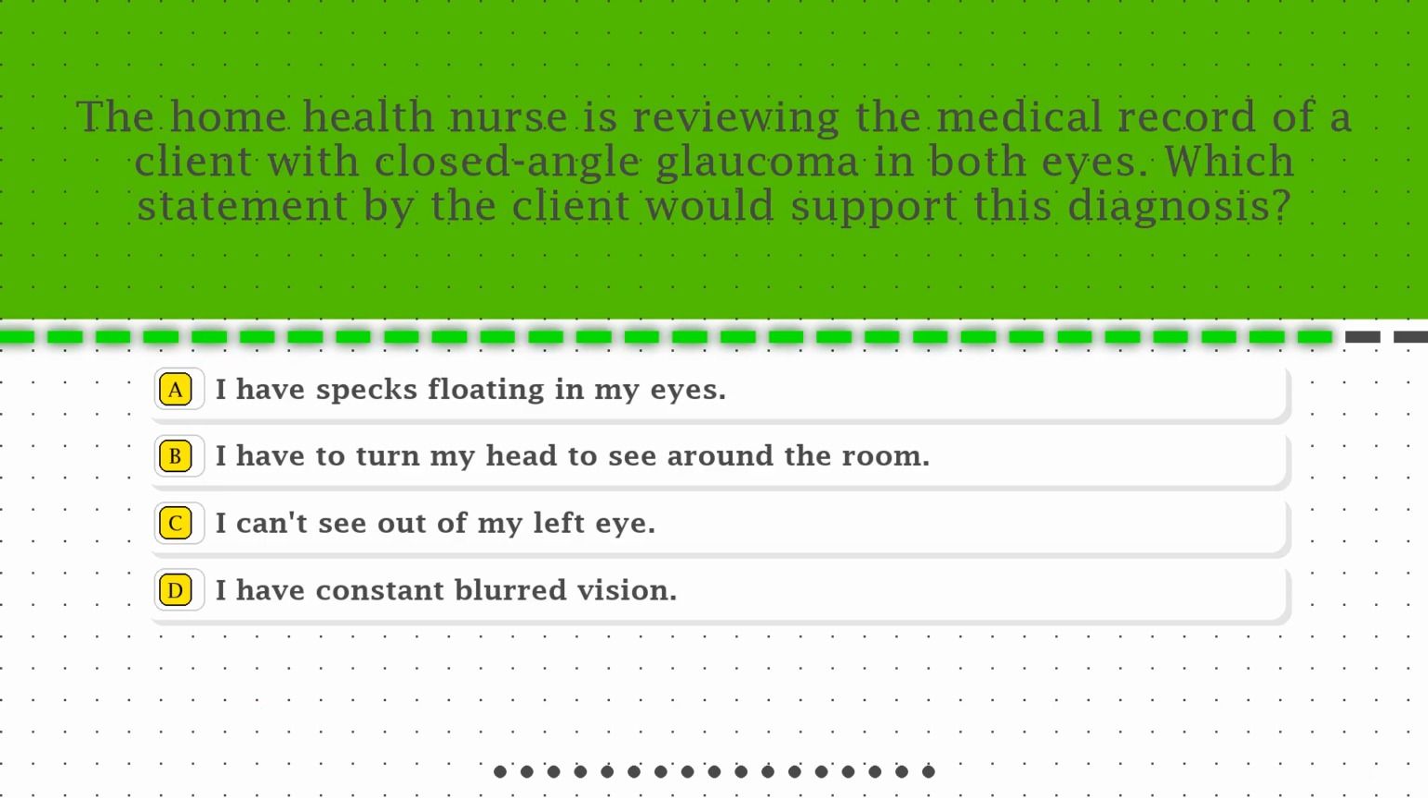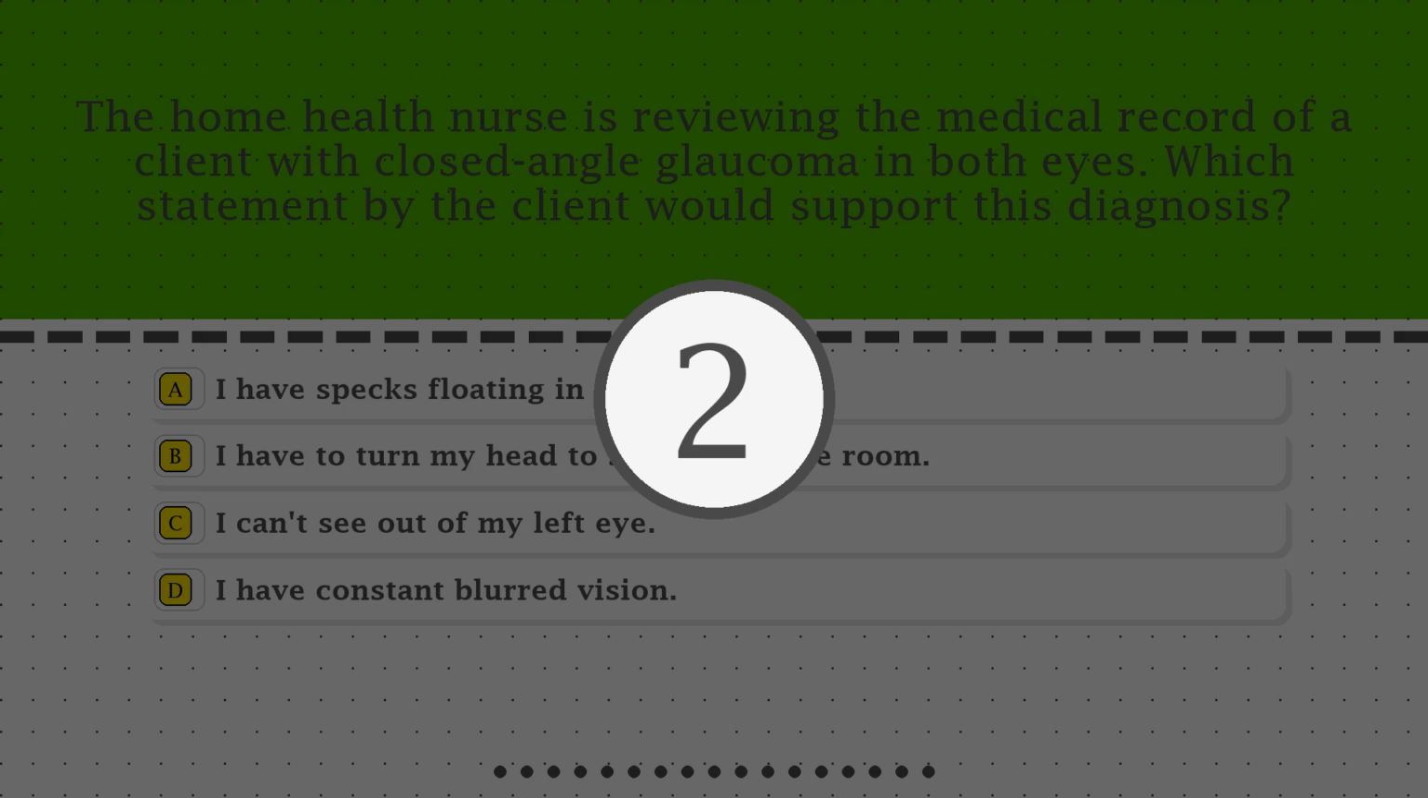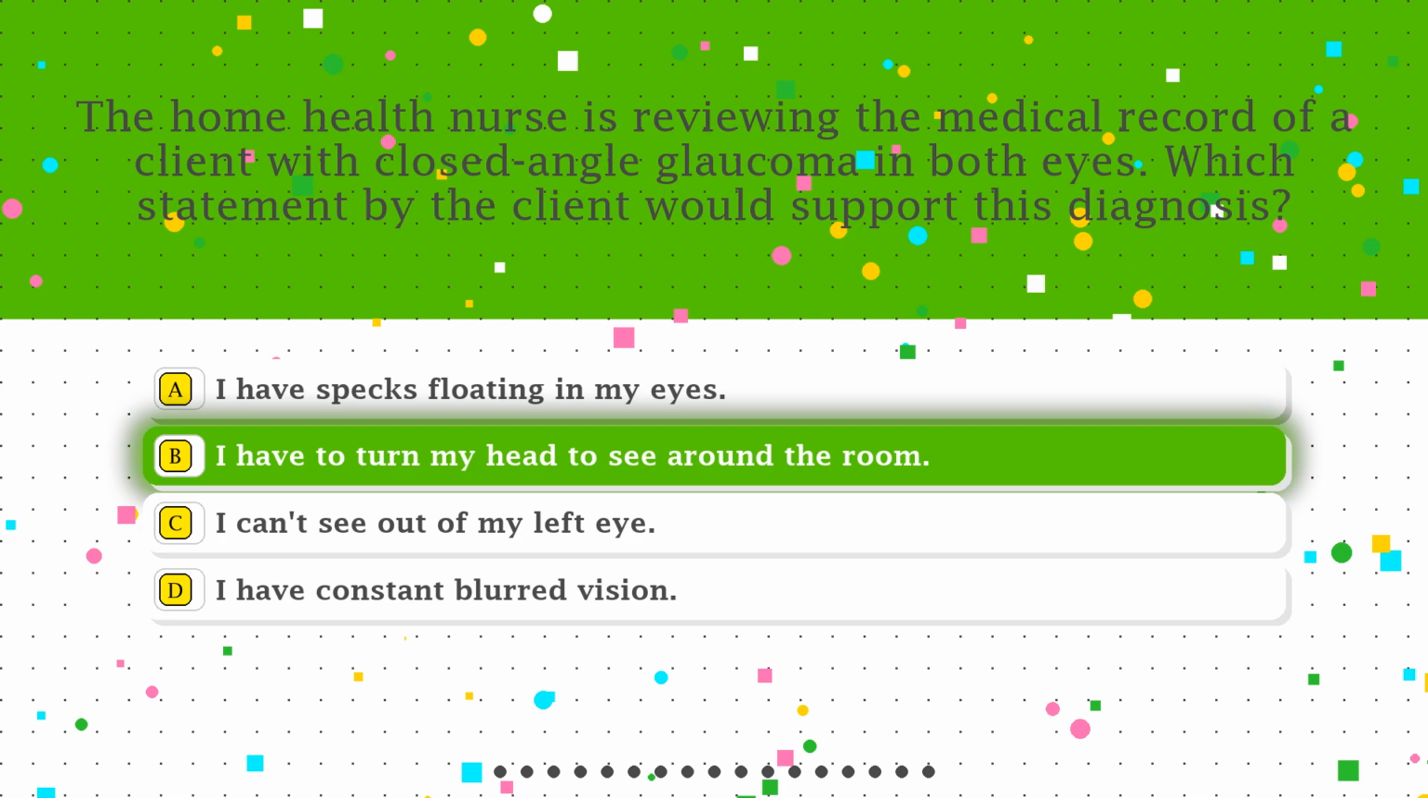Question 3. The home health nurse is reviewing the medical record of a client with closed-angle glaucoma in both eyes. Which statement by the client would support this diagnosis? Option A, I have specks floating in my eyes. Option B, I have to turn my head to see around the room. Option C, I can't see out of my left eye. Option D, I have constant blurred vision. The correct answer is option B, I have to turn my head to see around the room.